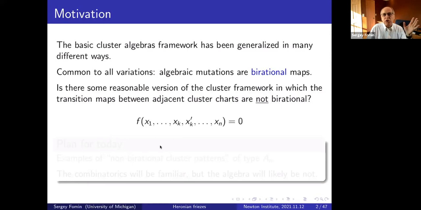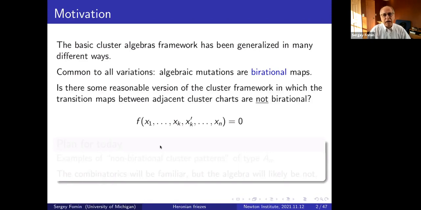Let's say this is your exchange relation, and you are switching the variable xk for the variable xk prime, and there is some equation that relates them. So what if this equation is not linear in xk prime, so some algebraic equation? The exchange relation, of course, is linear. xk prime doesn't appear squared or cubed in that equation, and that's why it has a unique solution. If this is, let's say, a quadratic equation, then there are two solutions. How do we know which one to choose? It seems to ruin everything.